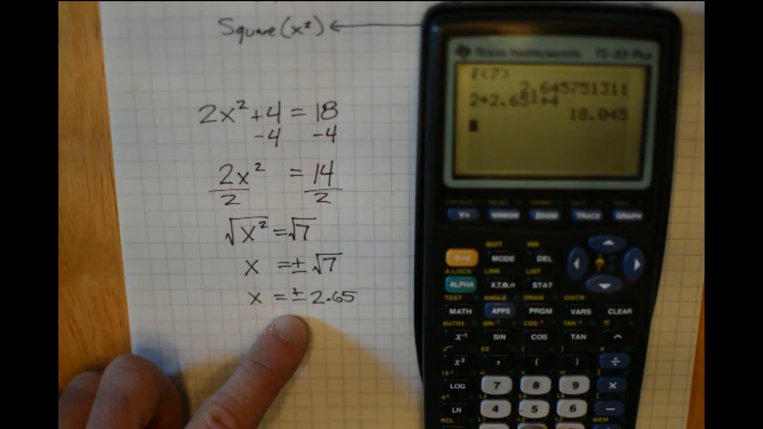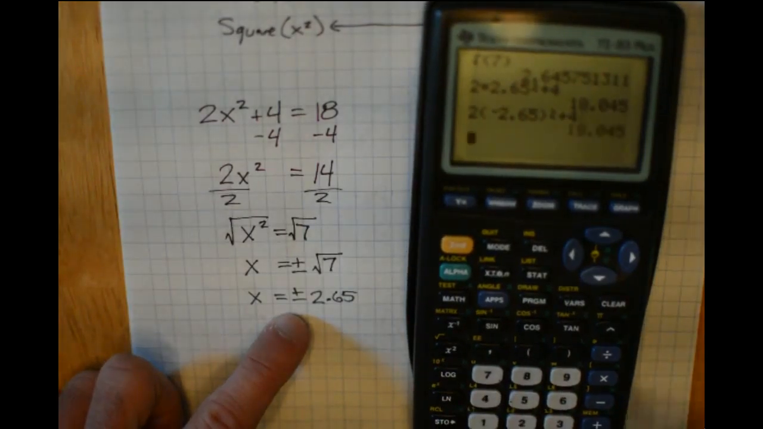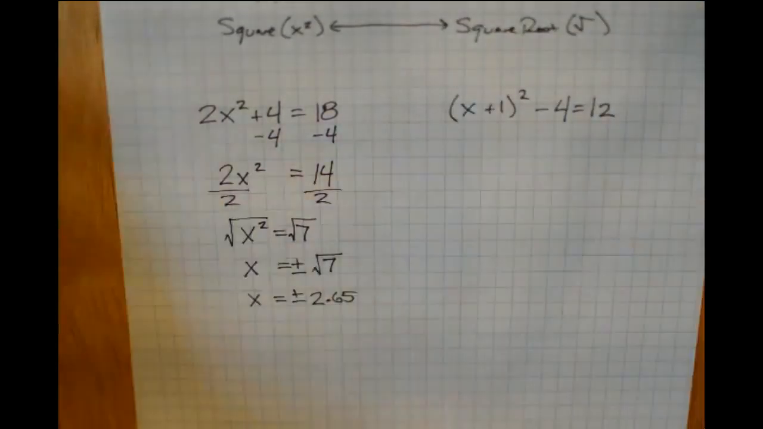Now let's take a look at negative 2.65. So 2 times negative 2.65 squared plus 4 is the exact same thing. The only reason we're a little off is because of rounding.